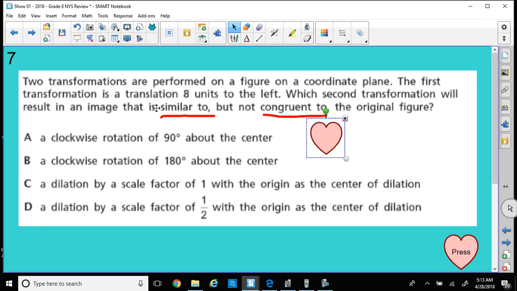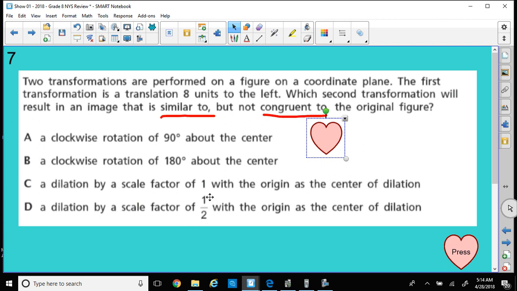Now, it says that we want to do a second transformation to make it similar. Similar means it's not going to be exactly the same size. It's going to be probably smaller or maybe even bigger. So let's see. If we look at rotation, rotation means we have to turn it. So if I rotated it, I'm just turning it, but it's going to be the same size. So rotation, whether I do it 90 degrees or 180 degrees, it's still going to be the same size, so it cannot be a rotation. So it's got to be either dilation, C, or D, dilation of 1 or dilation of a half.